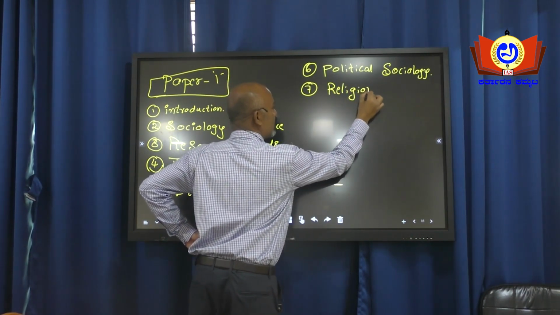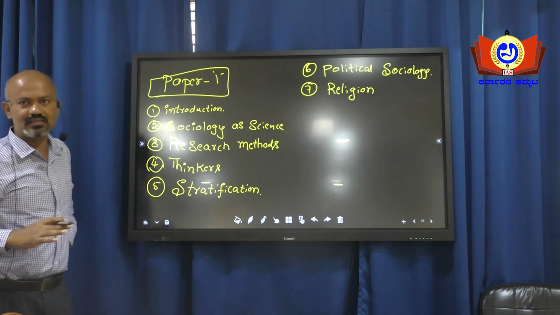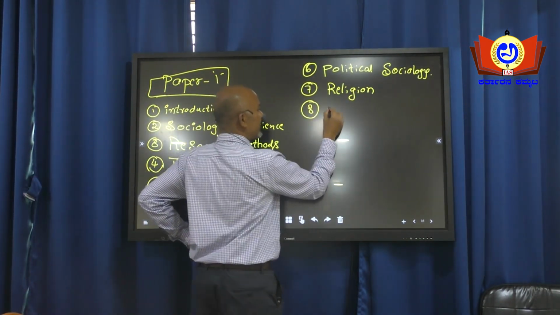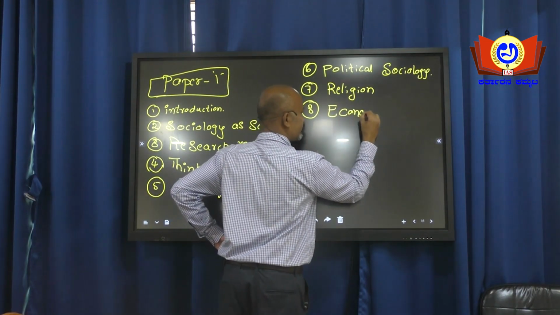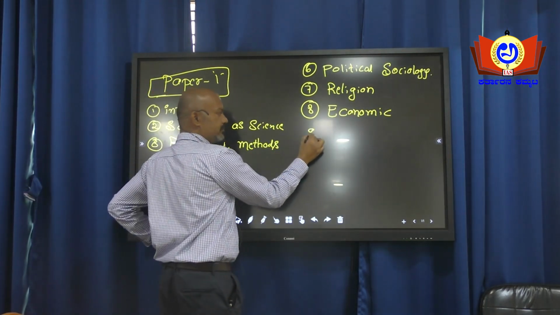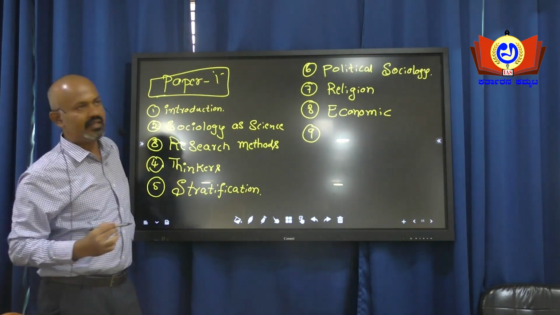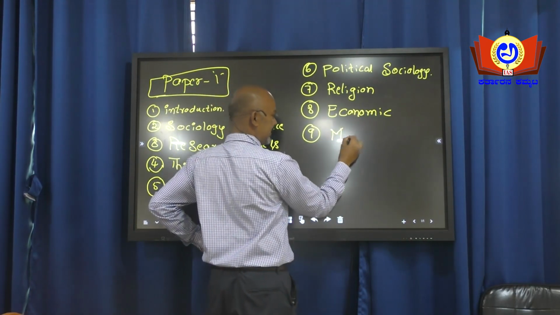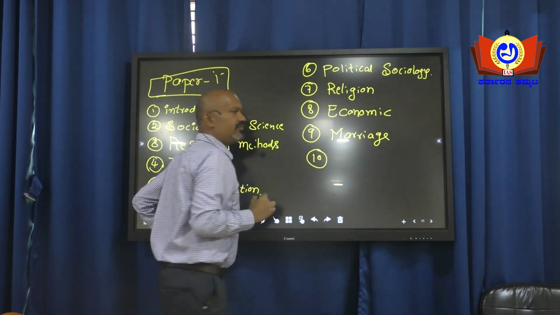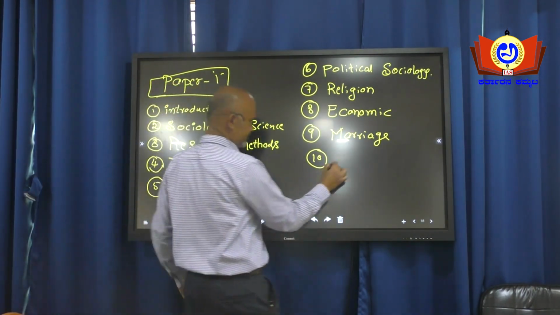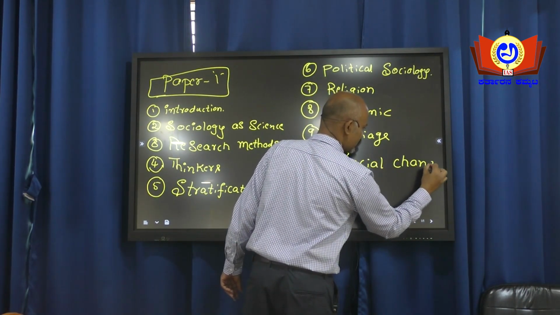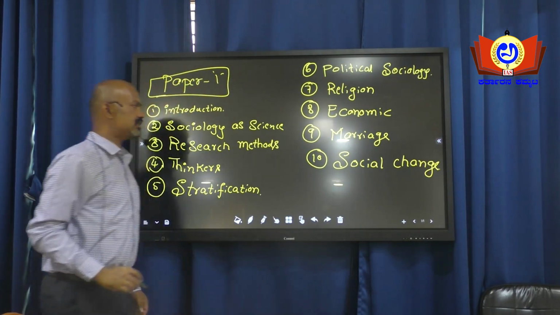Then we have the seventh chapter as religion. Not necessarily in the same order. The order can be missed, but the chapter name is included here. Religion concept. And we have the 8th chapter as economic sociology. Then we have the concept of marriage, kinship, family. More or less we'll call it marriage. Then the last chapter included in the syllabus is social change.